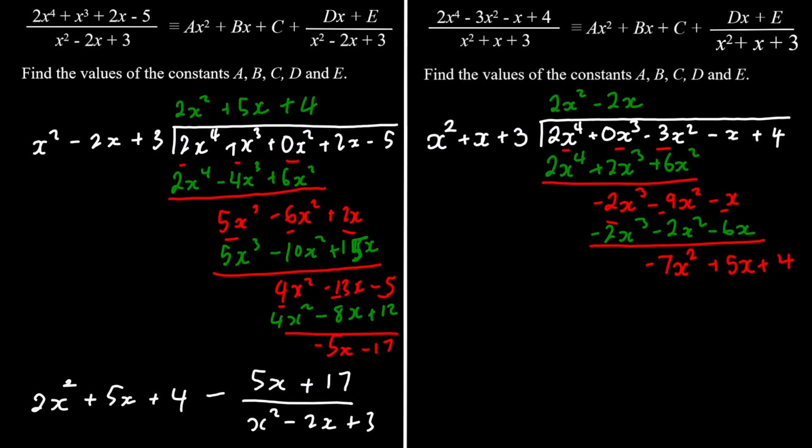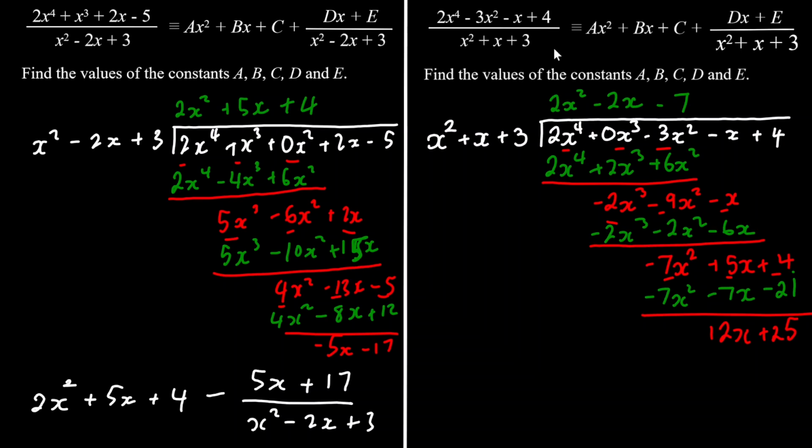The last division, negative 7x squared over x squared is negative 7. Multiply by the negative 7. So we've got negative 7x squareds minus 7x's minus 21. And take away again, we get, so we've got 5 plus 7, which is 12, so 12x's, and 4 plus 21, which is 25.